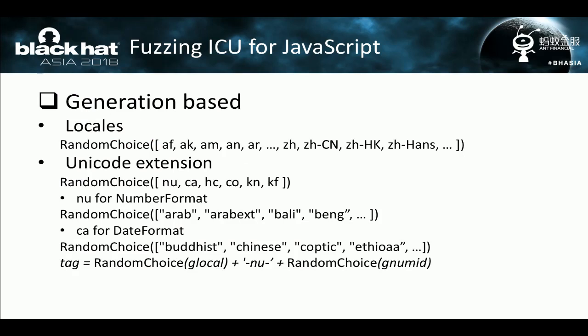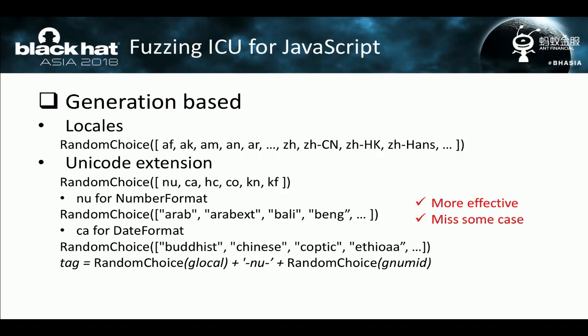Then I tried to generate the most likely valid locales. I maintained a locale array and many Unicode extension arrays. When I generate the tags for number format, we choose the NU array. When generating for date format, we choose the CA array. So the final language tag will be like this: tag equals random locale plus NU plus random number ID. It's like this.